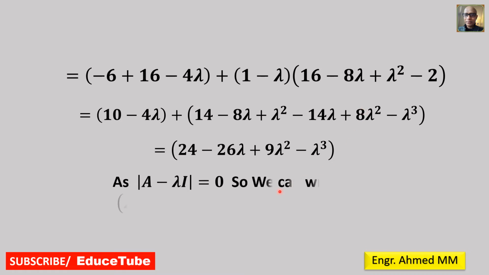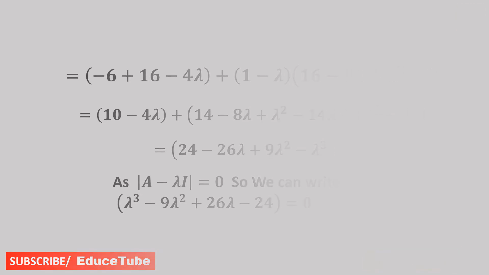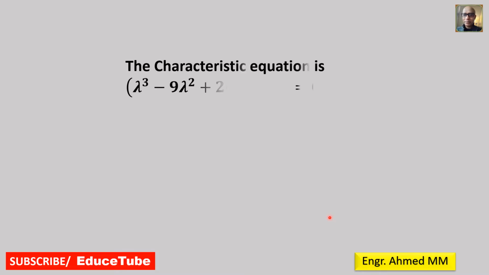Now, as we know, determinant of A minus lambda I equal to 0. So we can write this A minus lambda I equal to 0. This is actually the characteristic equation. So this is the characteristic equation.